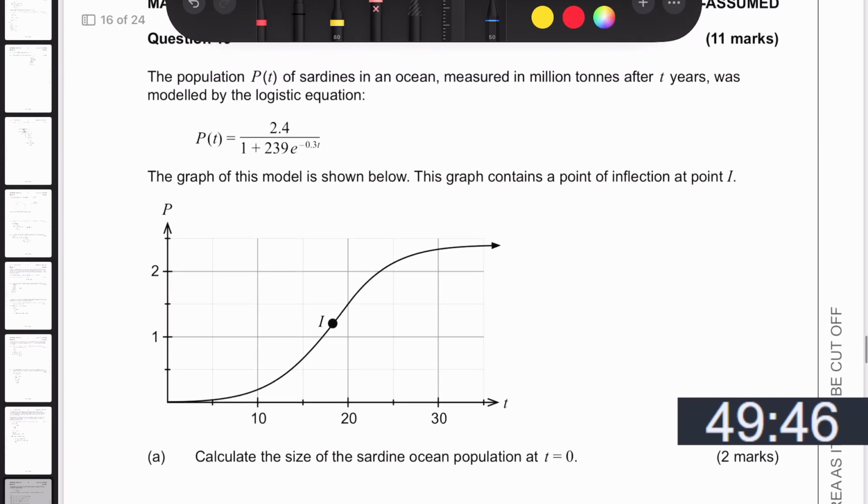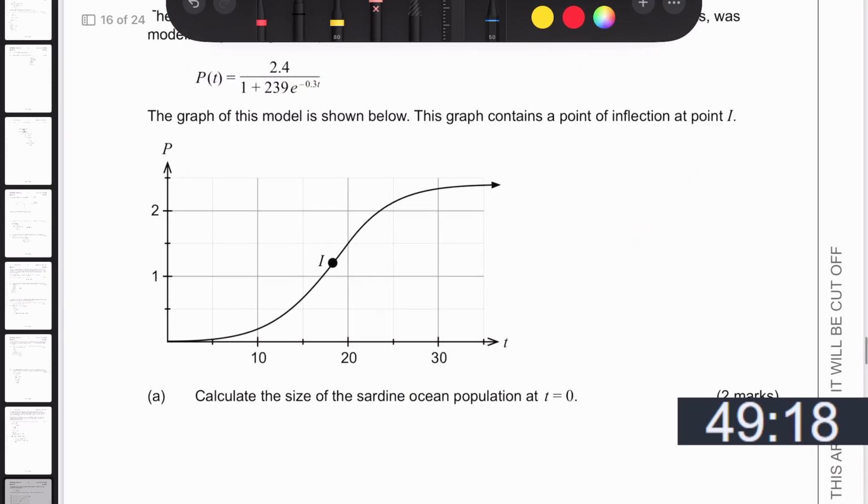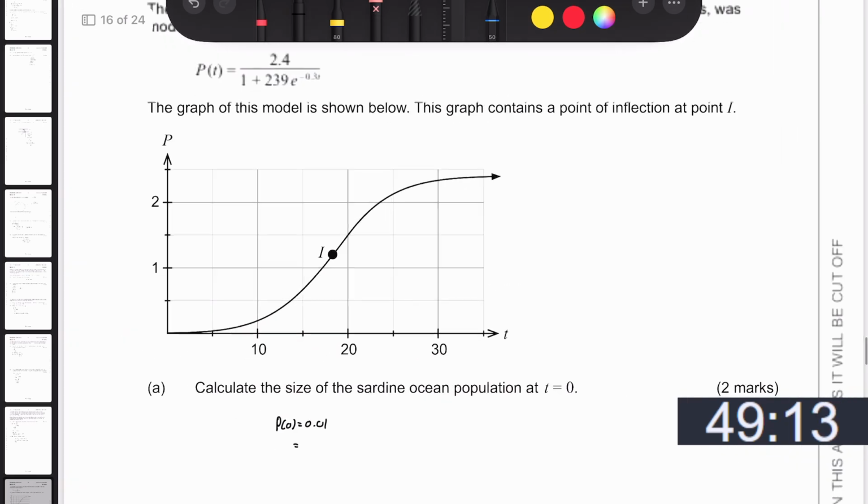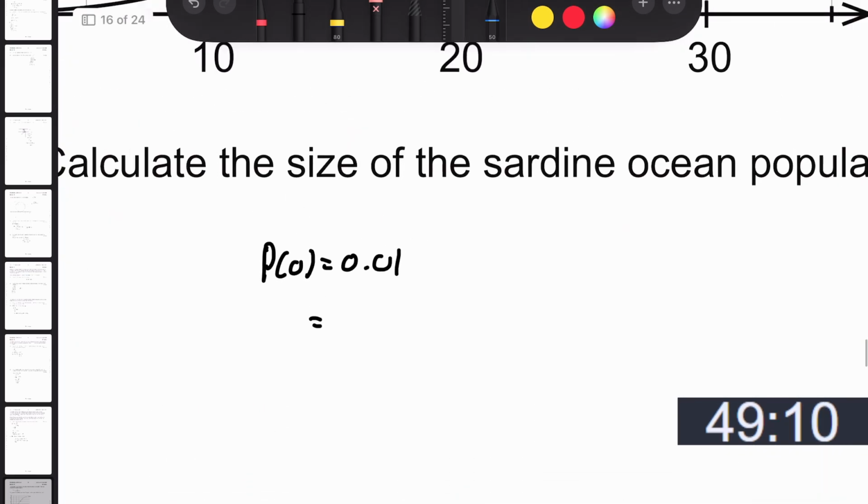Alright. Oh, logistics, a sardine population. Okay. Was modeled by the logistic equation. The graph of this model is shown below. This graph contains an inflection point at point L. Calculate the size of the sardine population at t equals 0.1. So when t is 0.1, we're going to have 2.4 over 1 plus 239, which is P of 0, 0.01, which will be in millions of tons, so it'd be 10,000 tons of sardines.